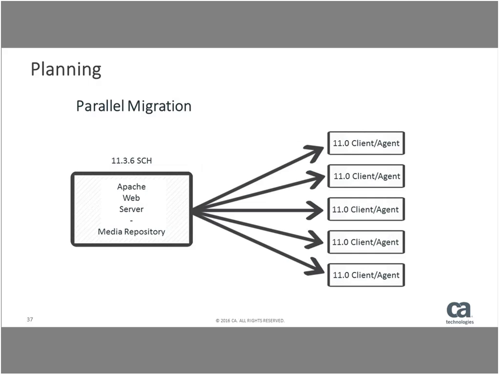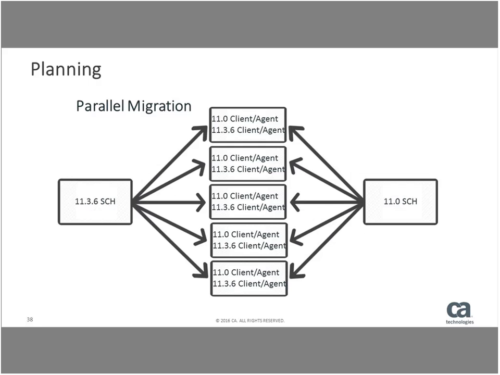Using the 11.3.6 web server, we can use your 11.0 agents to download and install the 11.3.6 client and agent right alongside the existing 11.0 clients and agents. So that means if you have thousands of agents to deploy, you can do it in hours instead of days. The clients and agents will operate completely independently with no disruption to your existing operations. The 11.0 scheduler remains active, and the new 11.3.6 scheduler remains passive until the migration is complete.